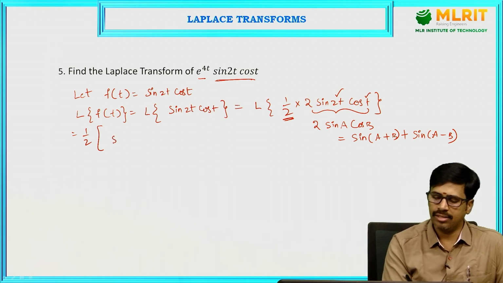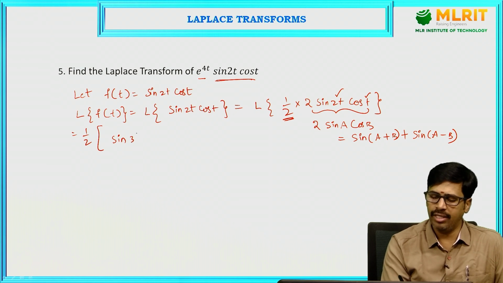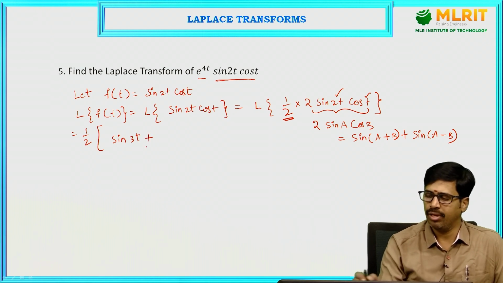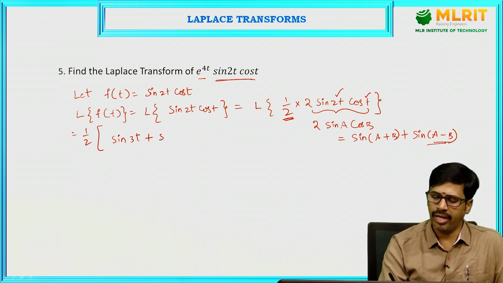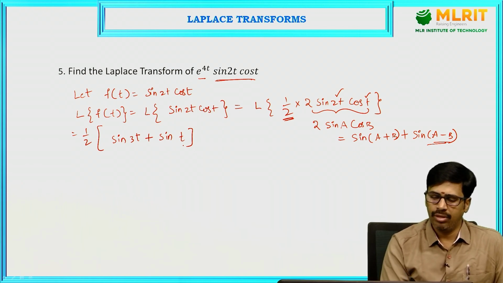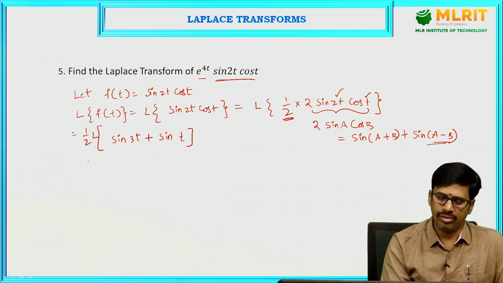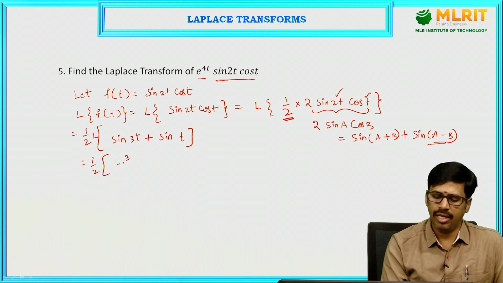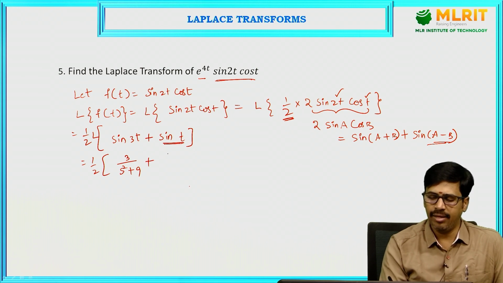So, this can be written as sine of 2t plus t, that is 3t, plus sine of a minus b, sine of 2t minus t, that is t. Now, we can apply linear property and apply Laplace transform. So, 1 by 2 into Laplace of sine 3t is 3 by s square plus 9. What is Laplace transform of sine t? a by, a means 1, by s square plus 1. This is f bar of s.